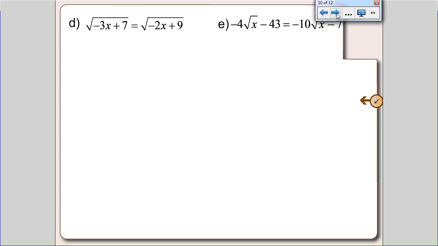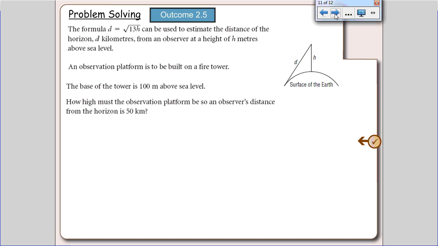The formula d equals the square root of 13h can be used to determine the distance of the horizon d kilometers from the observer at a height of h meters above sea level. Yeah, these are the questions you're going to get, so you need to know how to solve them.